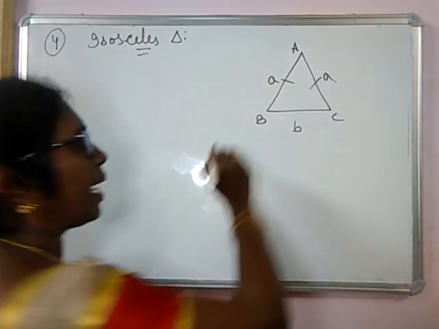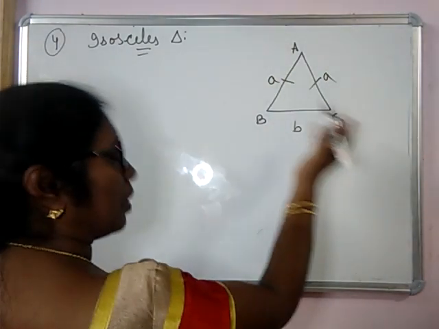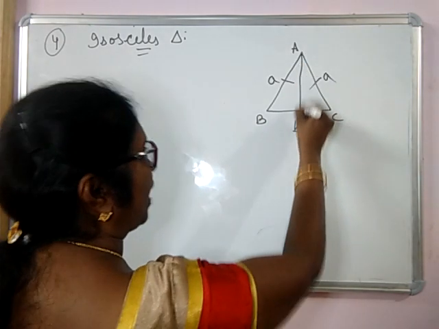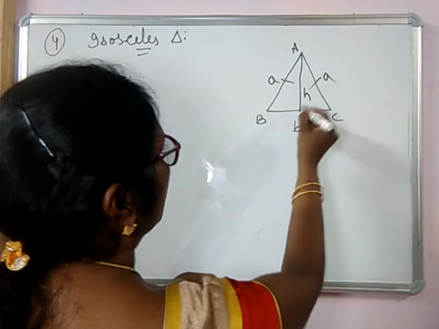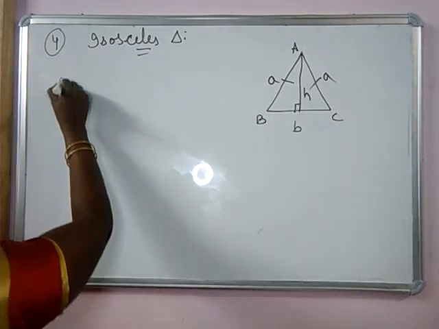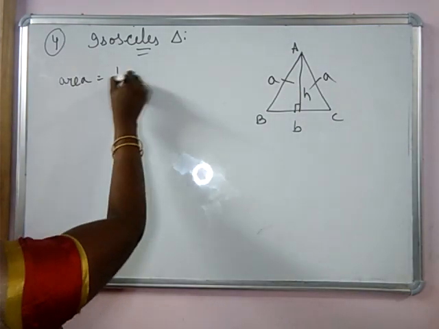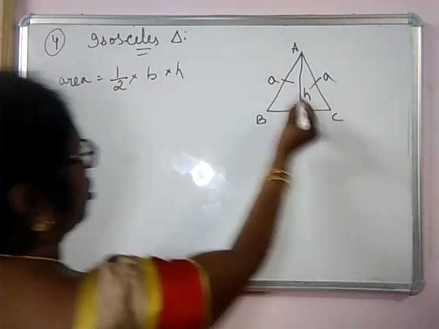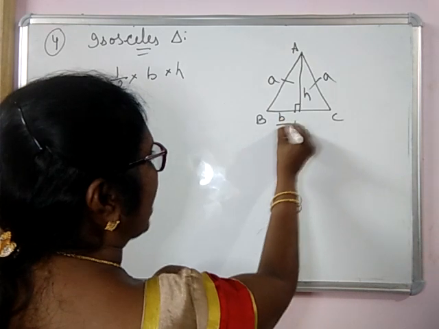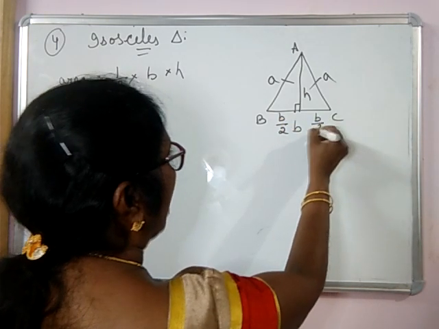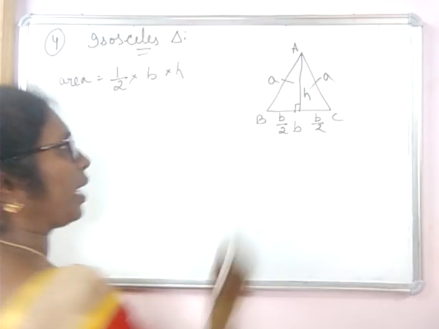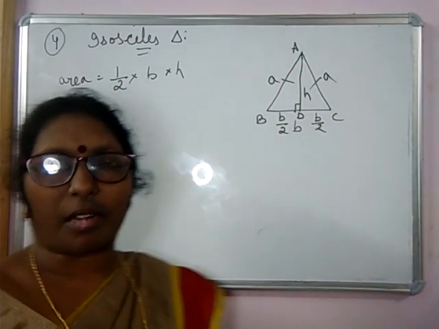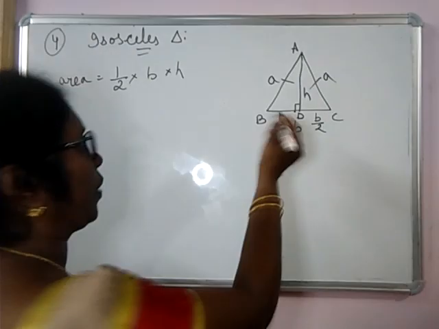You know that the common formula for the area of a triangle is half base into height. Let me explain using that. Common area is half base into height. Here base is b, height is h. But we don't know h. In an isosceles triangle also, the altitude bisects the base. So how to find the altitude? Let me show you. For the equilateral triangle I told you, now I am showing you.